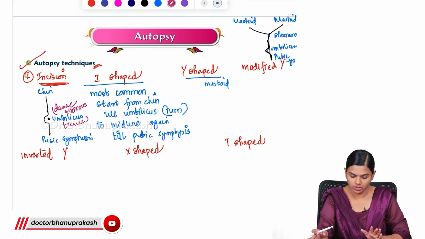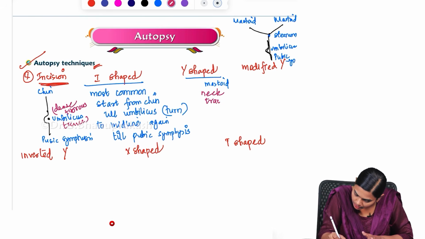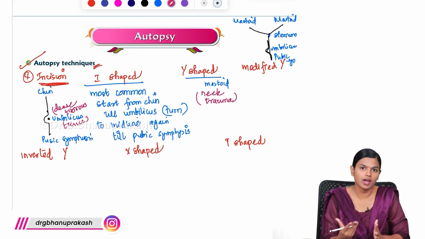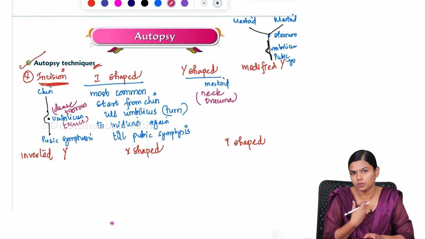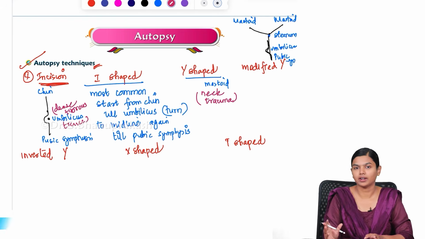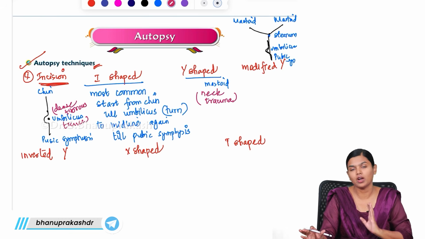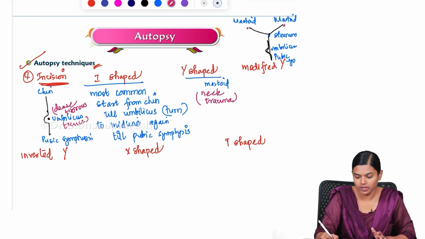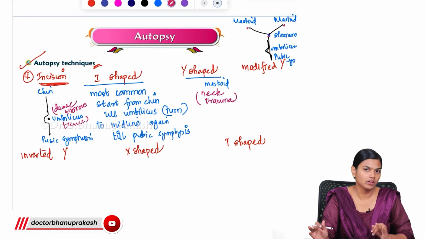This is your Y-shaped incision, and it is used in neck trauma. Whenever there is neck trauma, like hanging or strangulation, where you have to open the neck and see the internal and muscular changes, you have to preserve the neck. If it is an I-shaped incision, the neck will also be incised in the midline, which is not correct. So, in any asphyxial death like hanging or strangulation, you have to spare the whole neck. What we prefer is this mastoid to mastoid to sternum incision known as the Y-shaped incision. Clear? We have seen I, now we have seen Y.